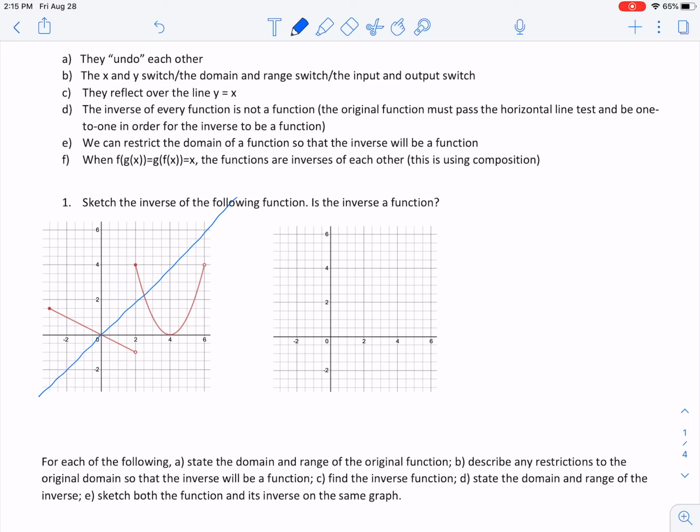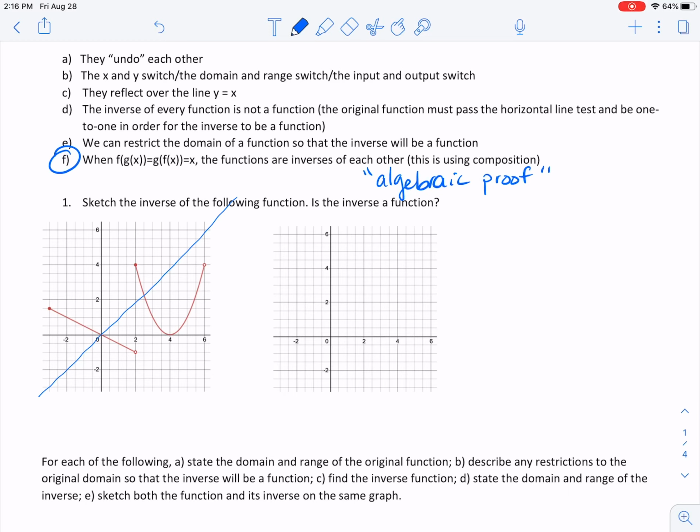Now the next thing, the inverse of every function is not a function. Let's look at this first one, and we'll explain that idea when we work through this first example. And then following through with that, we can restrict the domain of a function so that the inverse will be a function. That will make sense when we work through number 1. And then this one, number f, if I ask for an algebraic proof, this is what I want you to do. I want you to show that f of g of x and g of f of x both equal x. And that's the algebraic proof to show that two functions are inverses.